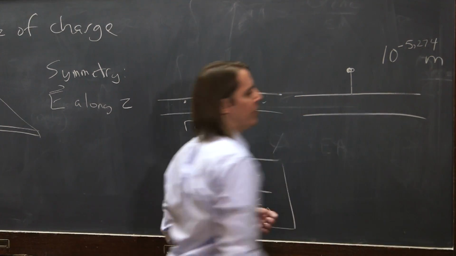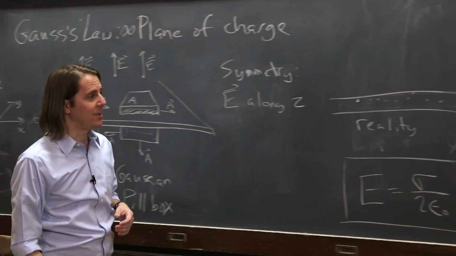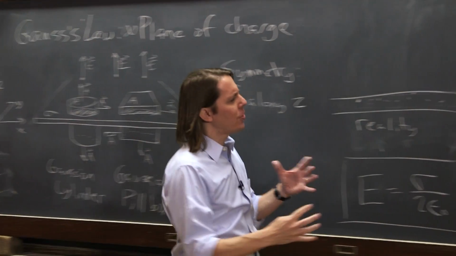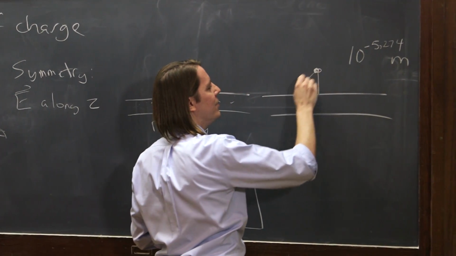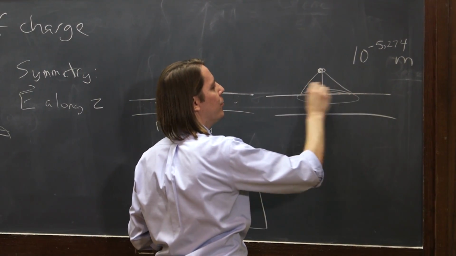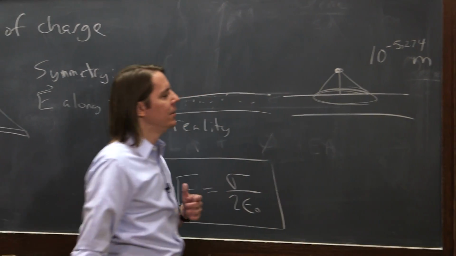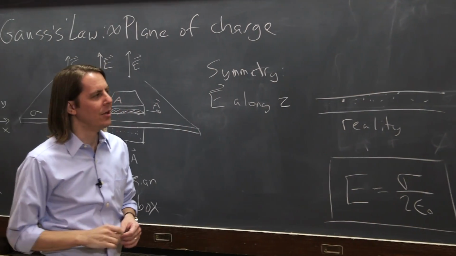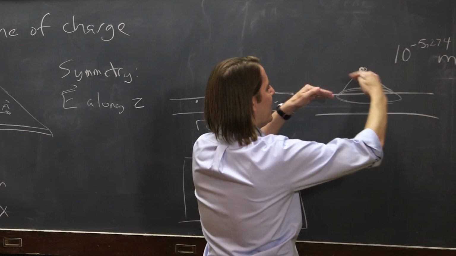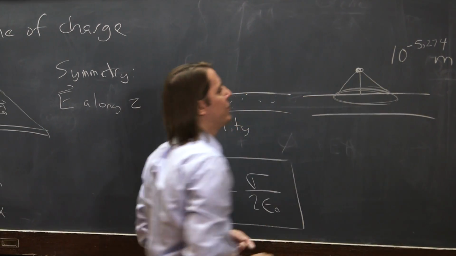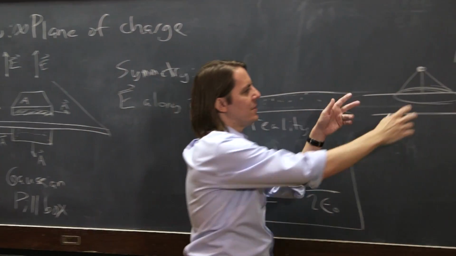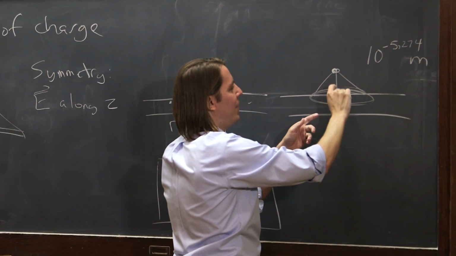So if I get really close, say this distance is 10 to the minus 5,274 meters. That's really close, okay? If I get really close, the charge that's really having the biggest influence is sort of this charge here and sort of this little cone, this little area right below the point I'm asking about. All the rest basically gives you lateral components that cancel. The charge that really creates this field sticking up shrinks to a ridiculously small value, okay?